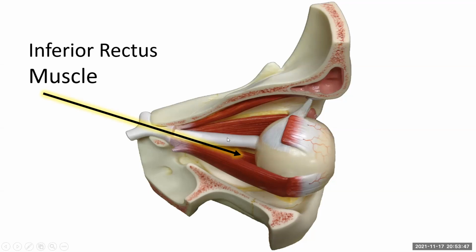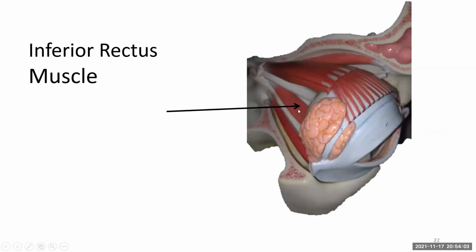That is a nerve. That is your optic nerve. Right here is where the superior rectus muscle was attached. We cut that away. Here you can see the inferior rectus muscle a little bit better. Again, we've cut, and there's the optic nerve right there.